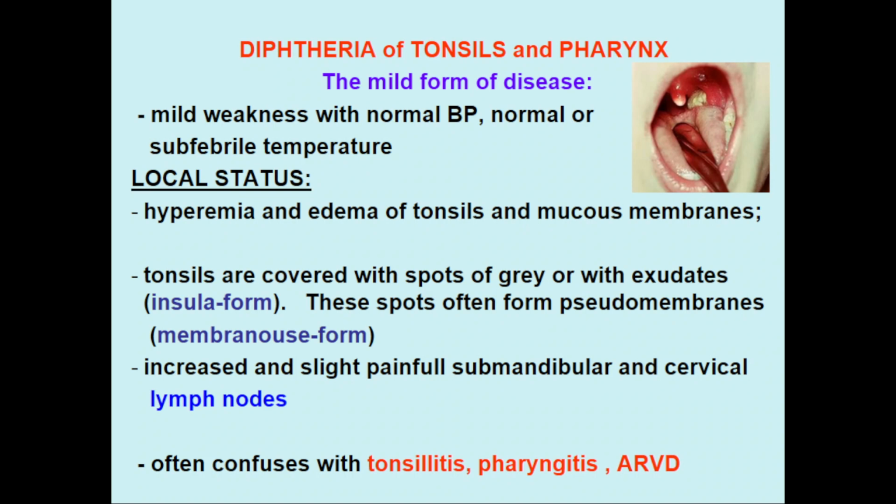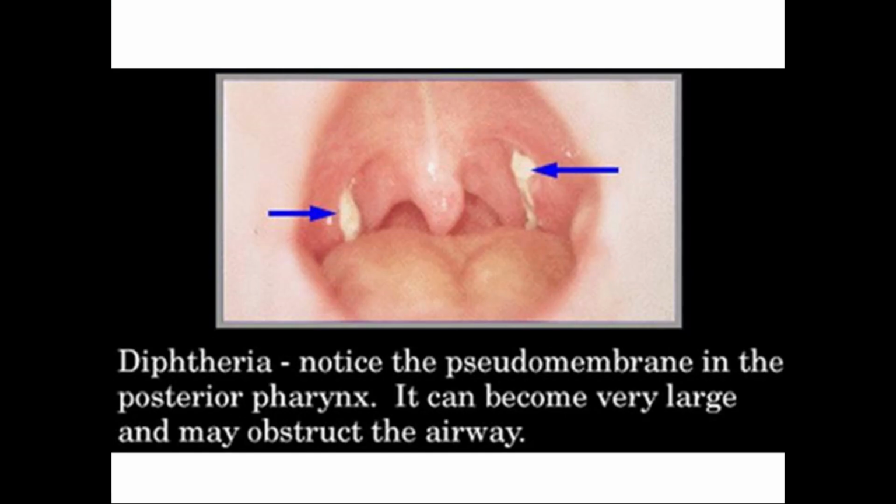Diphtheria of the tonsil and pharynx in the mild form of disease. Mild weakness with normal blood pressure. Normal or subfebrile temperature. Local status: hyperemia and edema of tonsils and mucous membranes. Tonsils are covered with spots of gray or white exudates, the insular form. These spots often form pseudomembranes, the membranous form. There is a slight painful increase in submandibular and cervical lymph nodes. Often confused with tonsillitis, pharyngitis, acute respiratory viral infections.